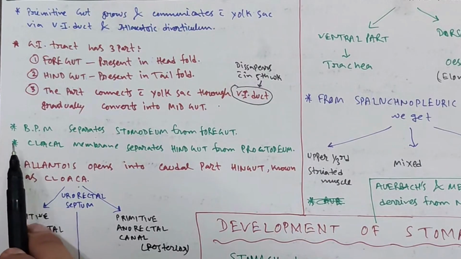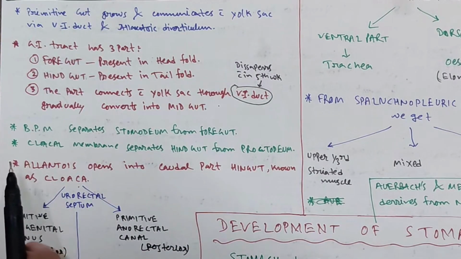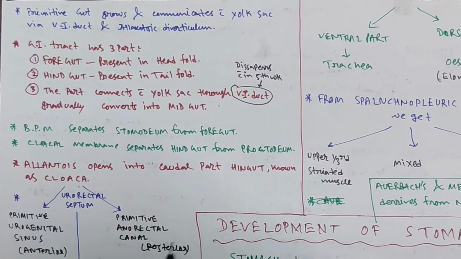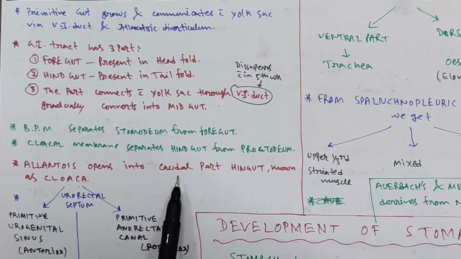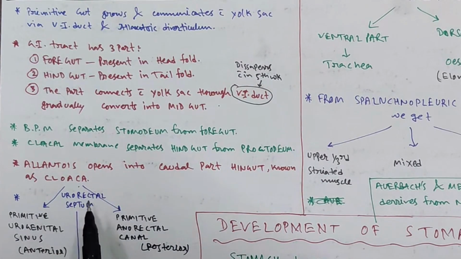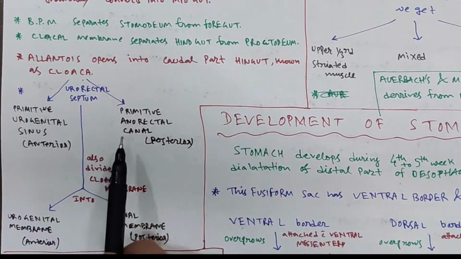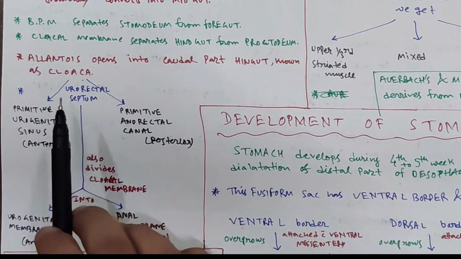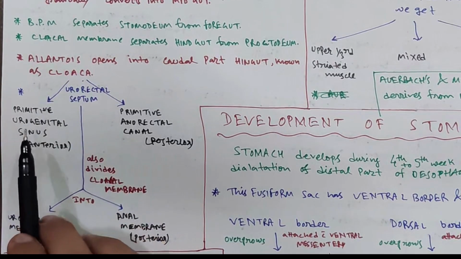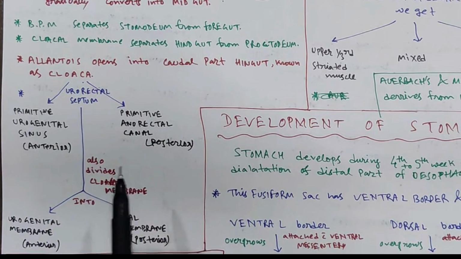Now the buccopharyngeal membrane separates the stomatodeum from the foregut, and the cloacal membrane separates the hindgut from the proctodeum. Now the allantois opens into the caudal part of the hindgut, which is also known as the cloaca. This cloaca divides itself into two parts due to the presence of the urorectal septum in the middle. So it divides into the primitive urogenital sinus anteriorly and the primitive anorectal canal posteriorly.